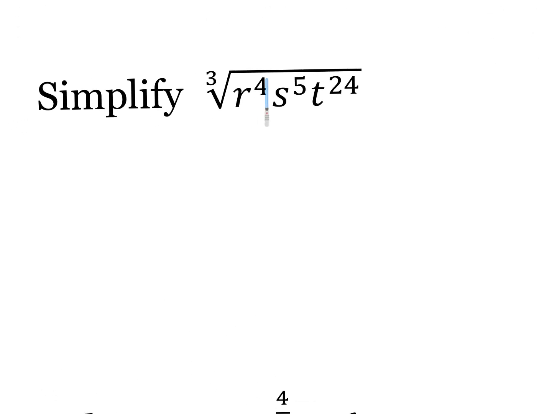I got 4 r's under here. How many groups of 3? Yes. So I'd have an r on the outside. What about on the inside? I'd still have 1 left over because I circled 3 of them and I'd have 1 left over. 5/3. 1 on the outside. How many left? 2. 24/3. 24 divided by 3 is 8, and I've got nothing left over. I made a little extra over there, but we're done.